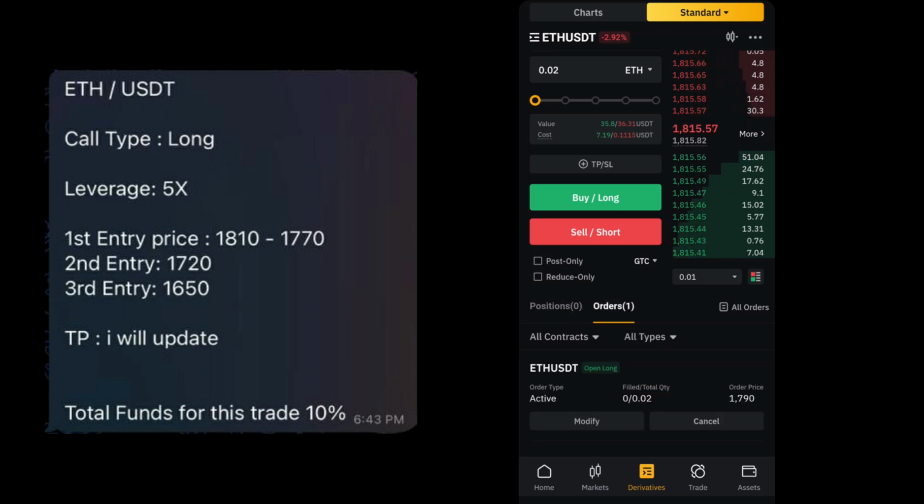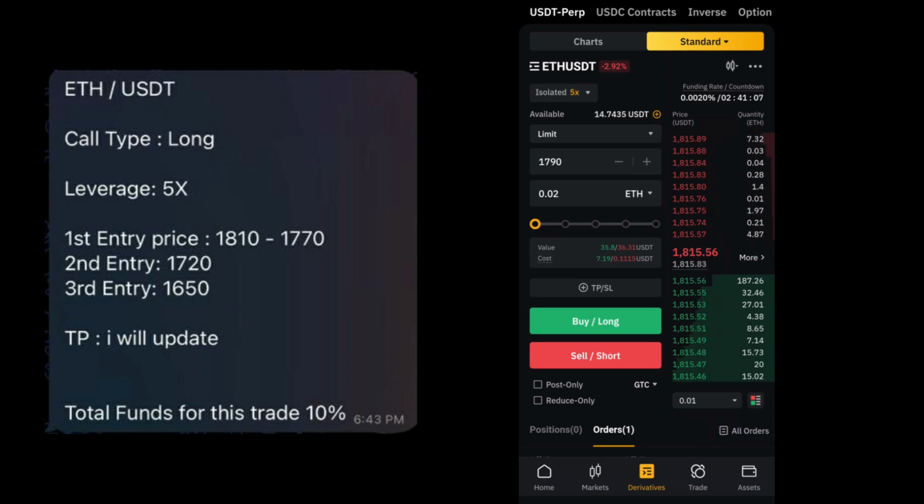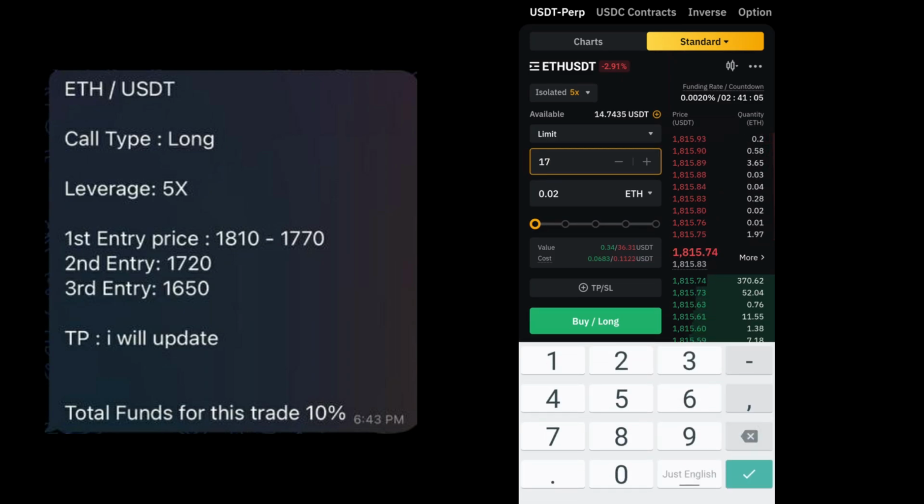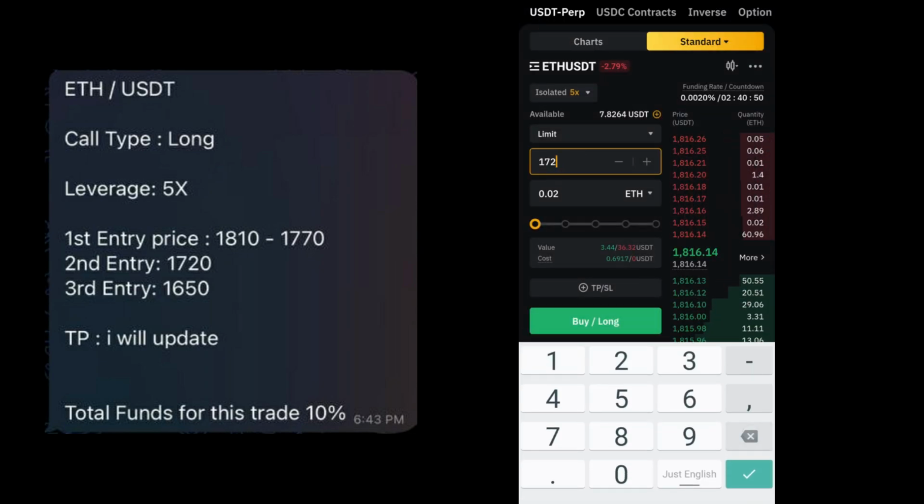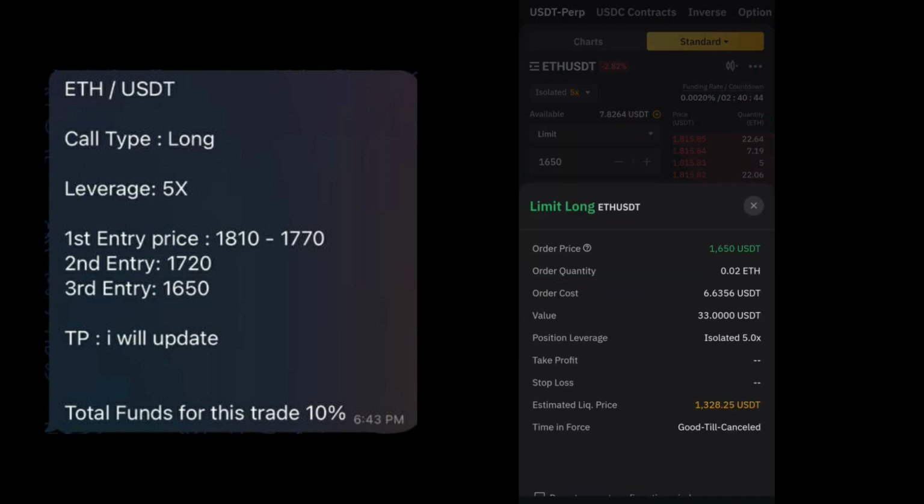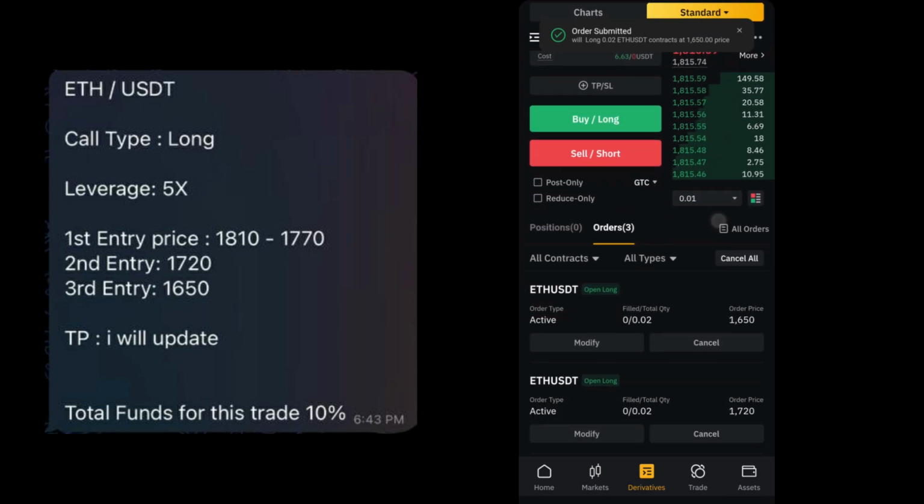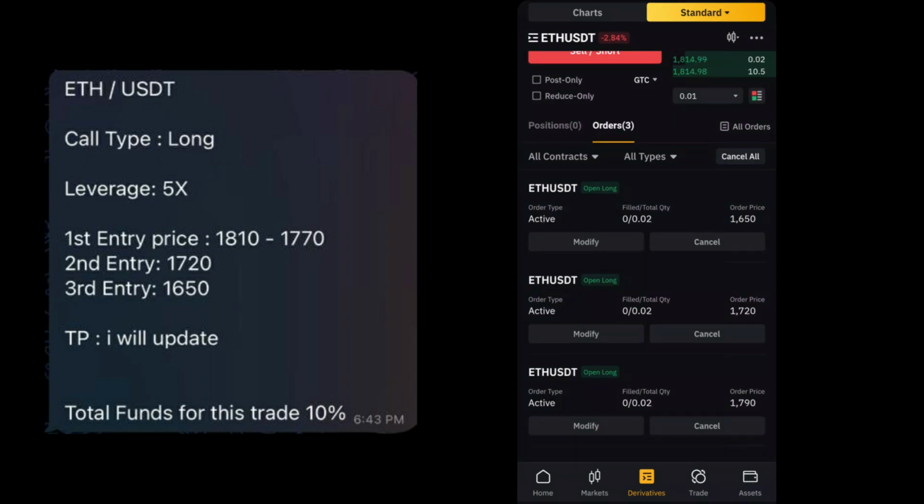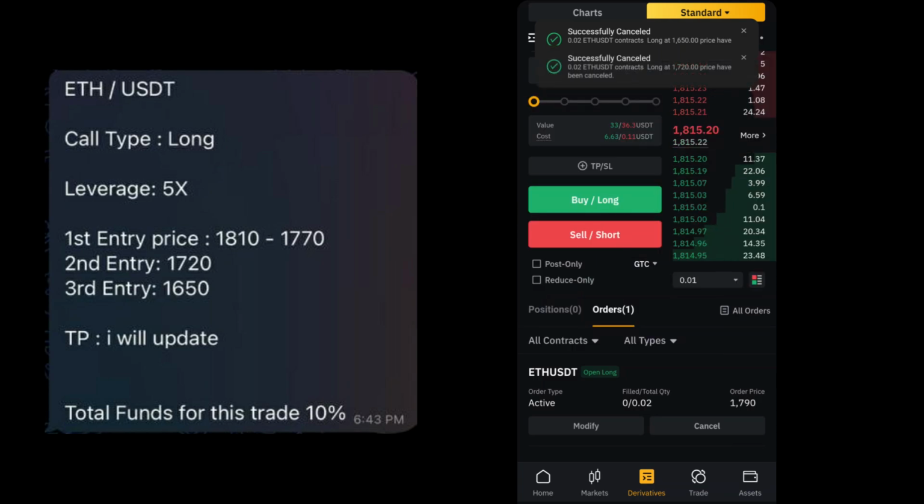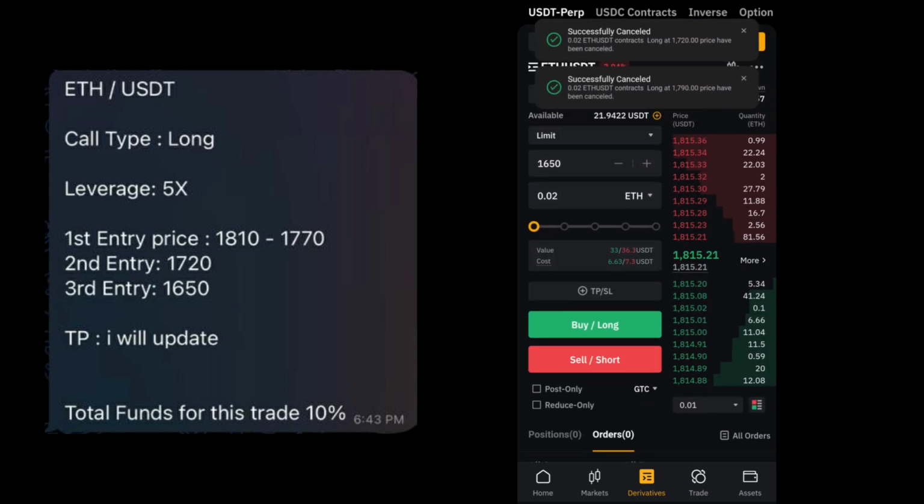Now I've given the second entry price at 1720. So here I'll enter 1720. I'll select how much funds to use, go long, confirm. Third entry price is 1650. So 1650, go long, confirm. Okay, now all the three trades that I set are under the order section, and once the order gets executed, it will show under position. Now what I'll do is I'll just close all these trades and I'll open three trades right now and show you how it works.